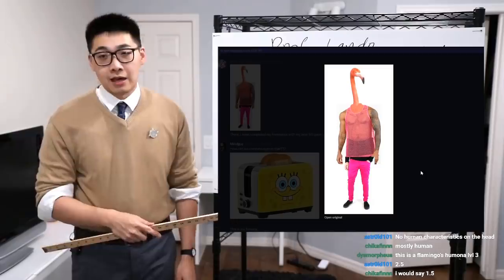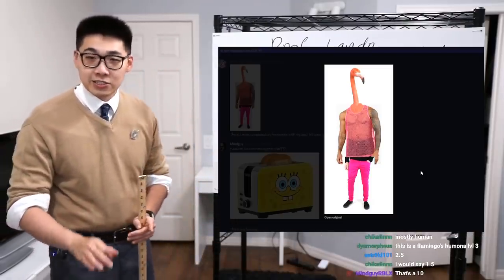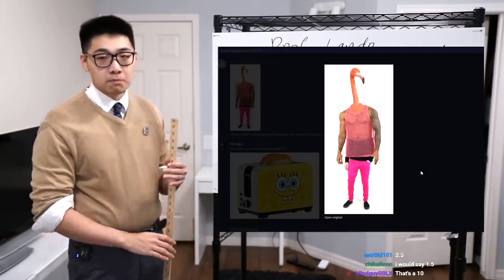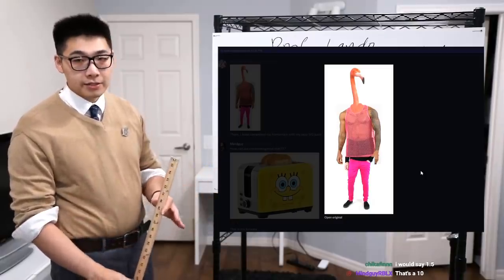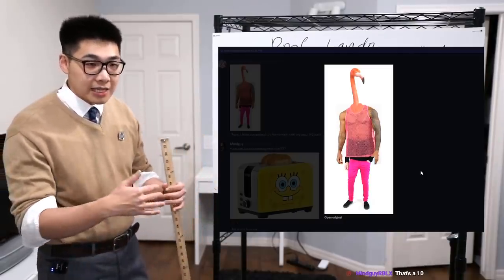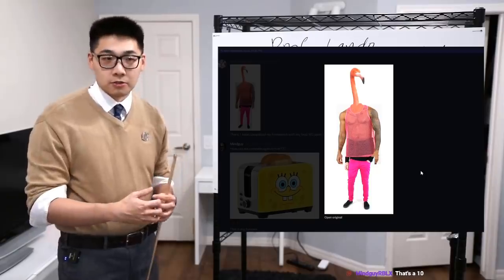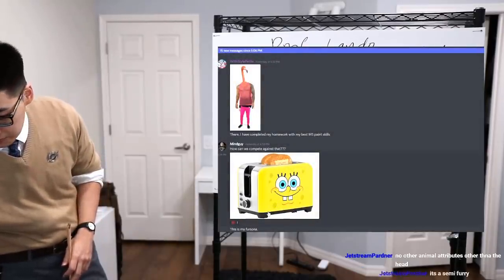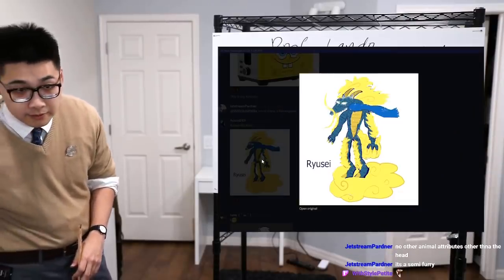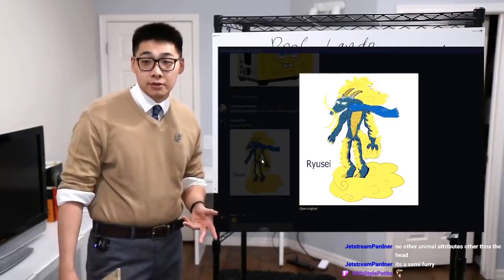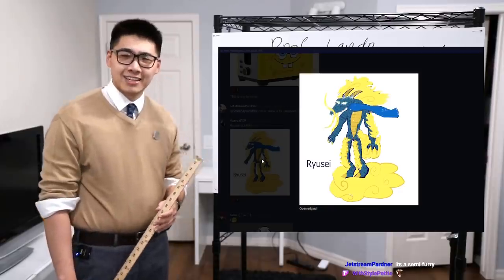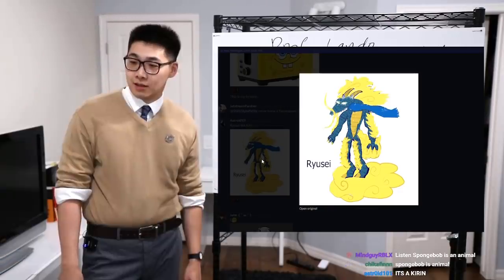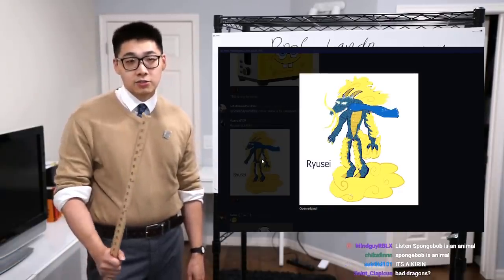I like this a lot. What makes it actually so good is that the color palette of the clothes is in theme with the actual animal. A+. That's just a SpongeBob toaster. That's an F. All right, Asteroid. We got another mythical. We got a lot of dragons. We got some scalies in the chat. Okay, I dig it. Asteroid, Ryusei.